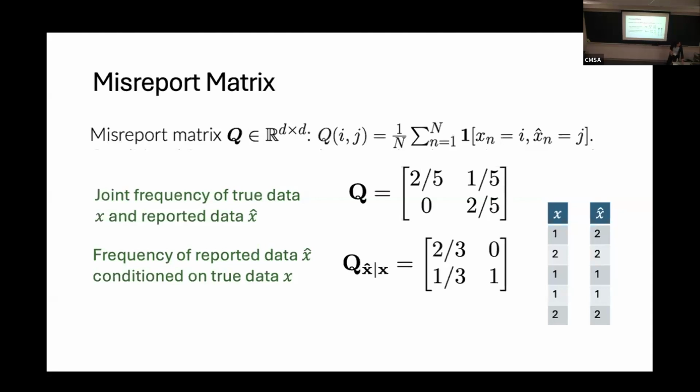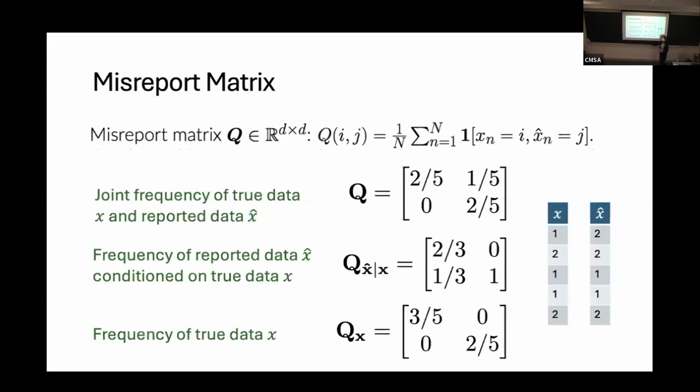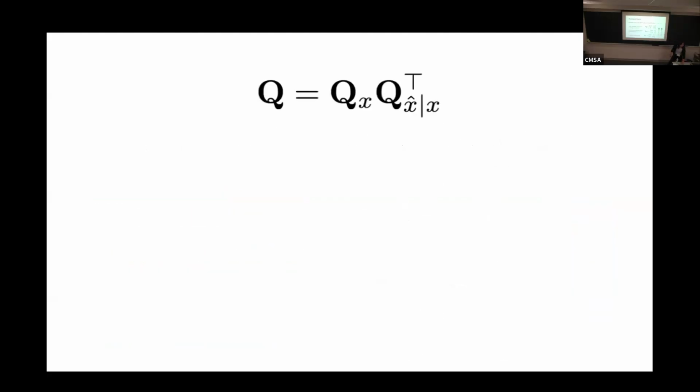Okay. And then we can also capture the frequency of the true data. We use a matrix to represent that, just like for the manipulation. I guess the operational benefit of using matrix multiplication, but only the diagonal elements matter here, and all the off-diagonal elements are 0. So this basically captures that out of the 5 data points that we have, 3 of them have true value of 1, and 2 of them have a true value of 2. So these 3 matrices help us to capture the relationship between x and x hat.